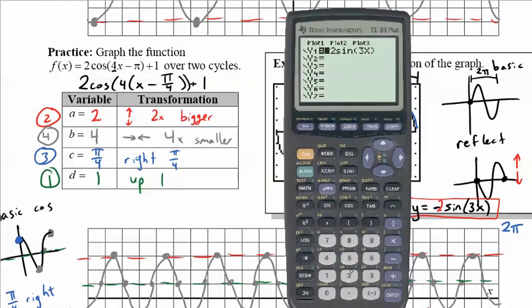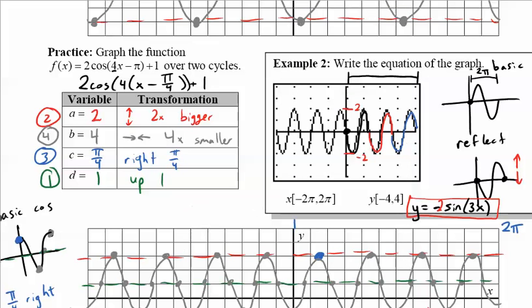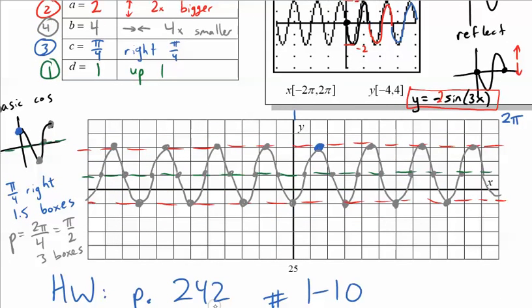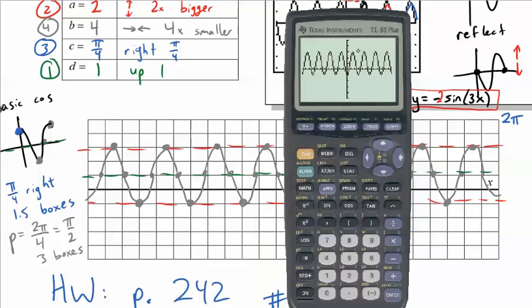So 2 cosine 4x minus pi plus 1. Use the same window, and they go from -5 to 5. 1, 2, 3, 4, 5, 6, 7, 8. 8 maximums. Yes. And it goes from -1 up to 3. So does mine. And it crosses the y-axis at a negative. Yay! It looks great.